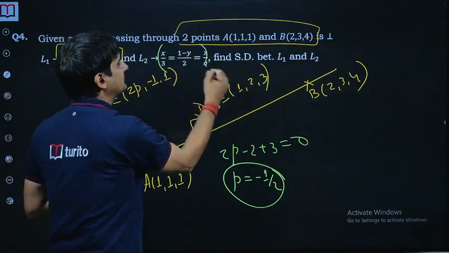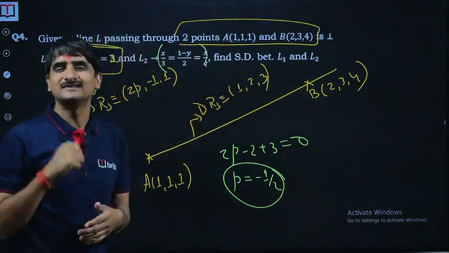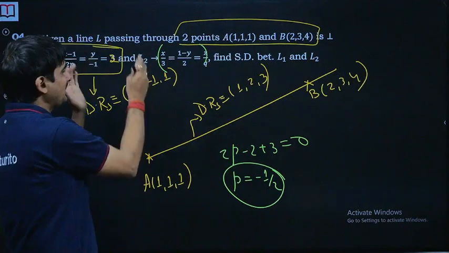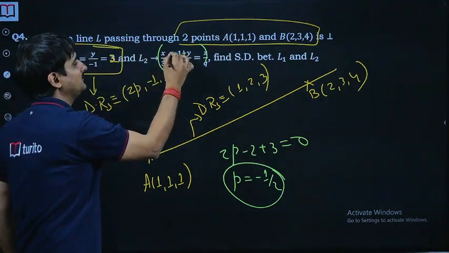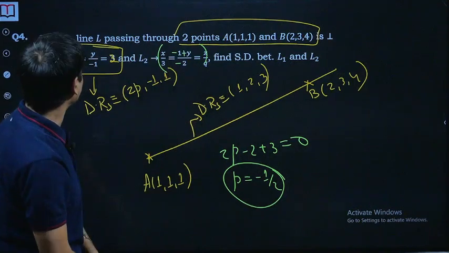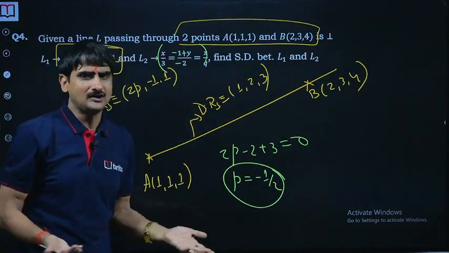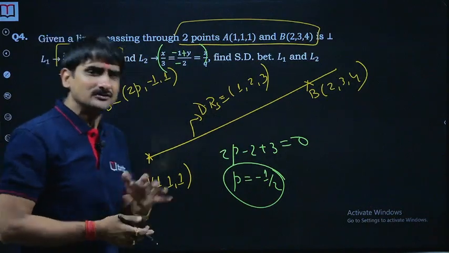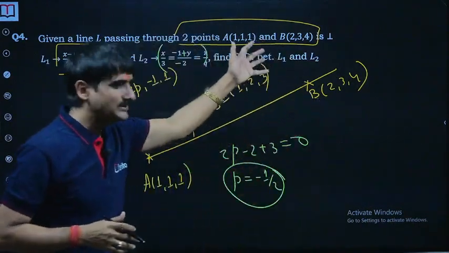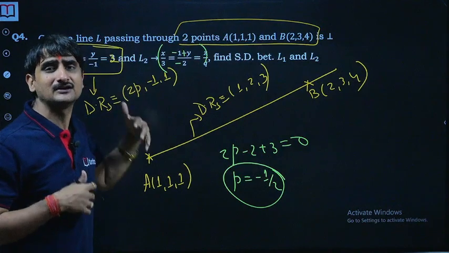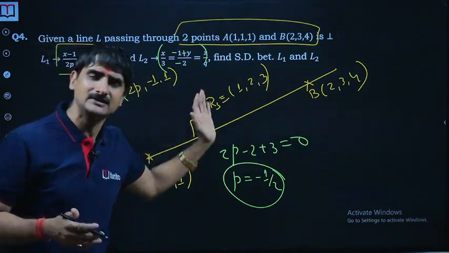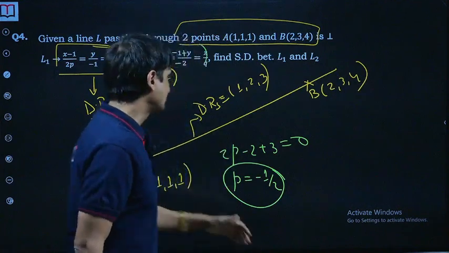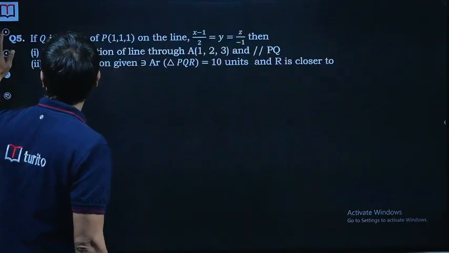Similarly, you will do it for this, and then you have to find the shortest distance. Once you have it, you get it in the perfect form here, and then we know how to find the shortest distance. So using something else like the perpendicularity condition to get the complete information about the two lines, and then to find the shortest distance between those two lines. So that was question number 4.